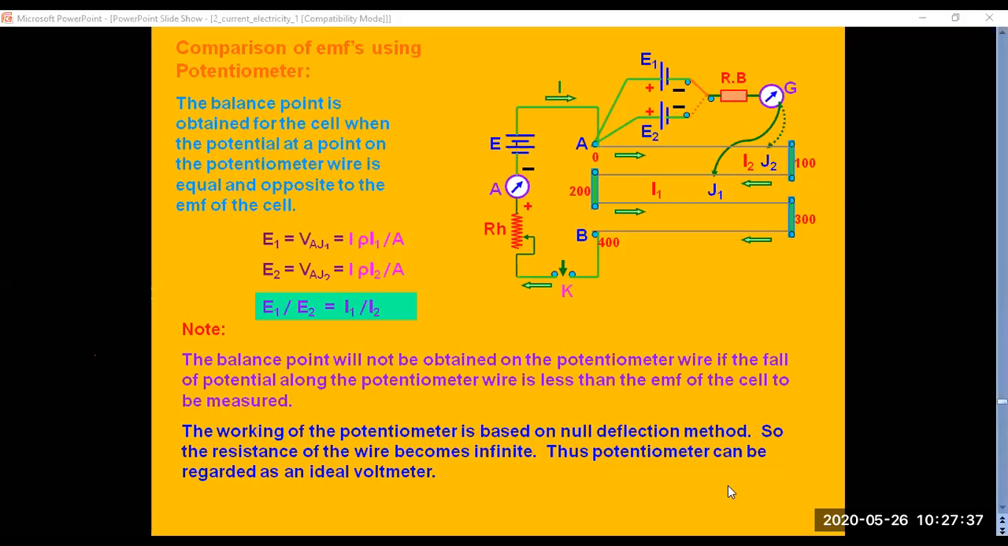So the resistance of the wire will become infinite. Hence, the potentiometer can be regarded as an ideal voltmeter. It's a 2-mark question: why is the potentiometer called an ideal voltmeter? One reason, it follows the null deflection method. Hence, the resistance of the wire will become infinity. Infinity means we cannot measure current, so that setup can become a voltmeter.